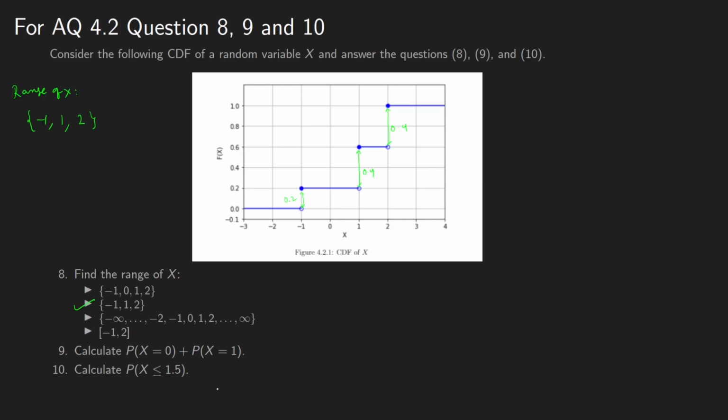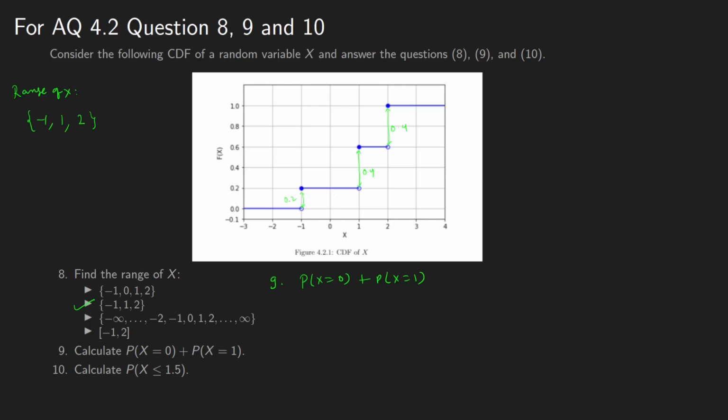Now coming to the 9th question, we have to calculate the probability that x will take value 0 plus the probability that x will take value 1. So what is the probability that x will take value 0? Clearly we will see how much the jump is at that point, and the amount of jump at the point where we want to calculate the probability represents the probability that x takes that value. What is the probability of that?